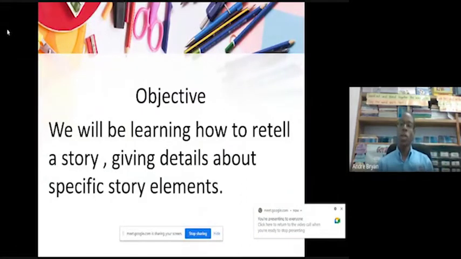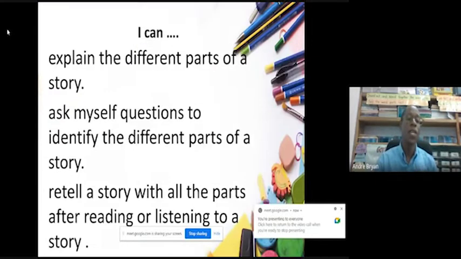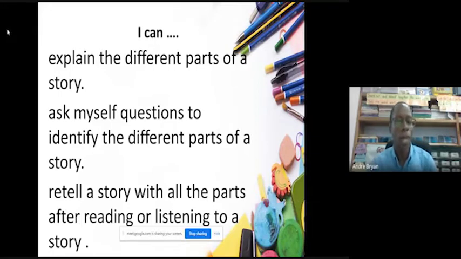Now, boys and girls, as mentioned, this is a grade 3 lesson. Our objective is that we will be learning how to retell a story, giving details about specific story elements. So that means that by the end of the lesson, you should be able to say, I can explain different parts of a story. I can ask myself questions to identify the different parts of a story. And finally, I can retell a story with all the parts after reading or listening to a story.